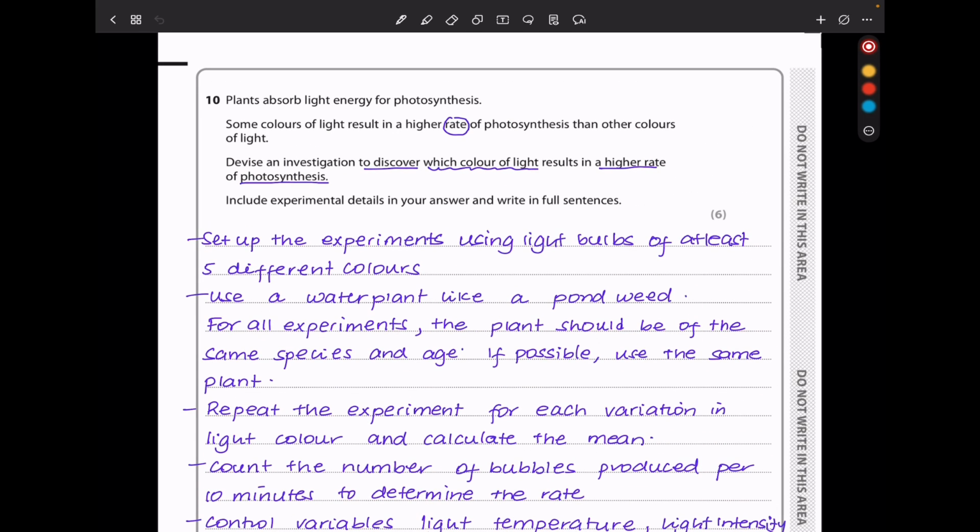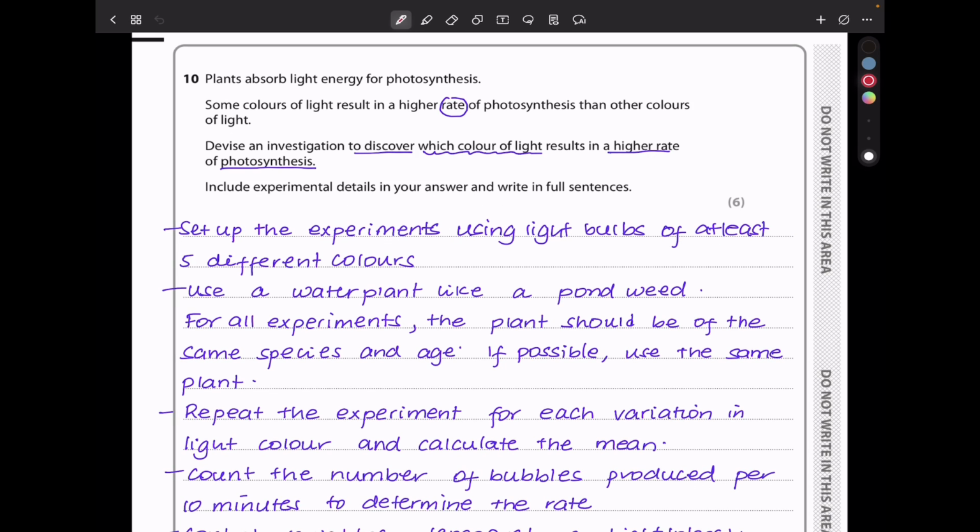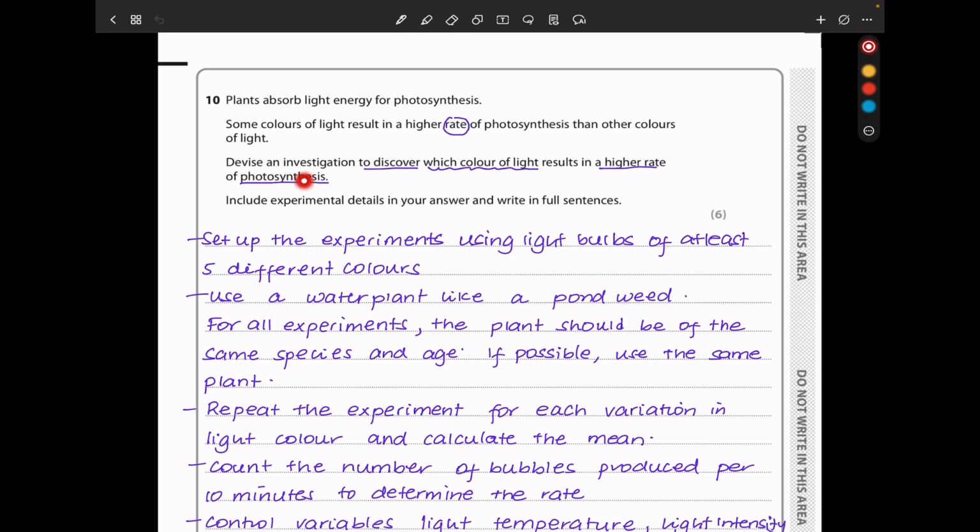Question 10. Plants absorb light energy for photosynthesis. Some colors of light result in a higher rate of photosynthesis than other colors. Devise an investigation to discover which color of light results in a high rate of photosynthesis. Include experimental details in your answer and write in full sentences. So here we are varying the wavelength of light because they're talking about color of light. Different wavelengths have different colors.